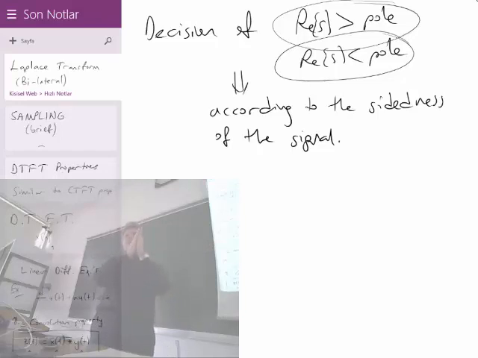The decision will be either to the right of the pole or to the left of the pole for each pole. Then we have to intersect those regions. Suppose it is to the right of -4, intersection with to the right of -2. What is the combined region of convergence? Yeah, it must be to the right of -2. That is the intersection of both cases.